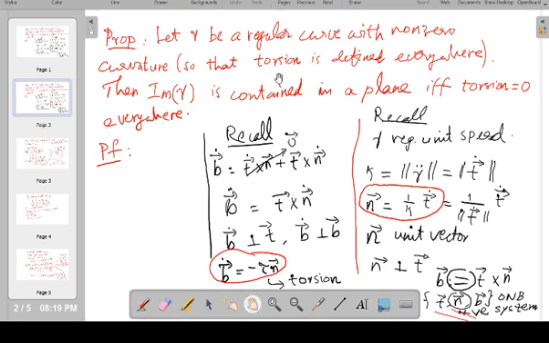As I said earlier, I mentioned that torsion is a measure of how much a space curve deviates from being a plane curve. That means torsion equal to 0 means that it is a plane curve, and when torsion increases, the curve rises from that plane. That is, like a snake raising its head.